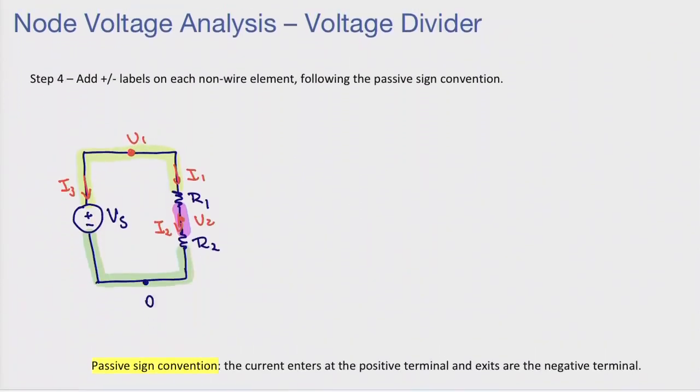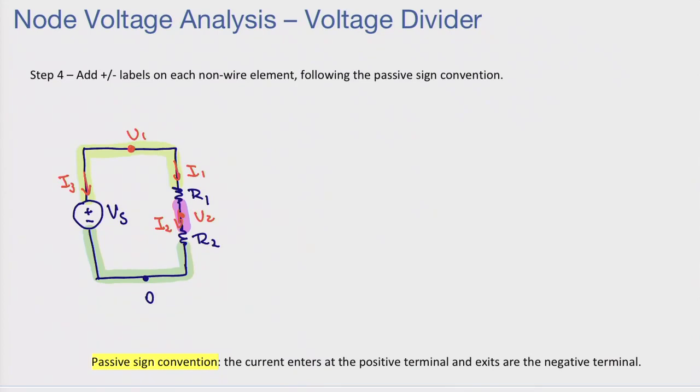What's step four? Now's the thinking, right? You stuck to your current directions. Now you're going to put your voltage elements across following the passive sign convention. So if I have I3 going down like this, that means it's going into positive, coming out of negative, which is V element 3.